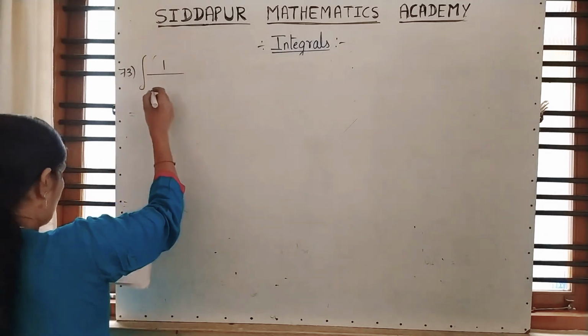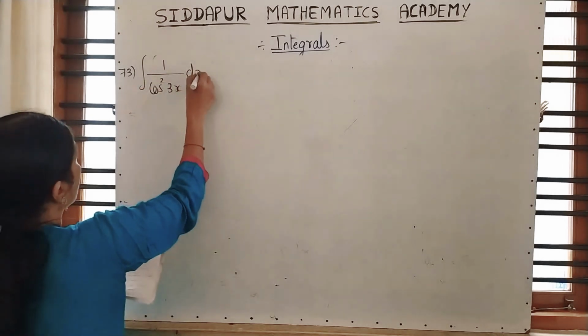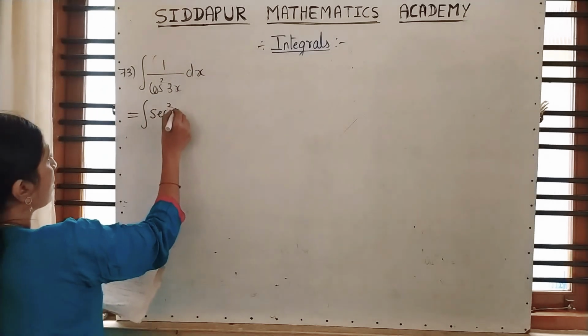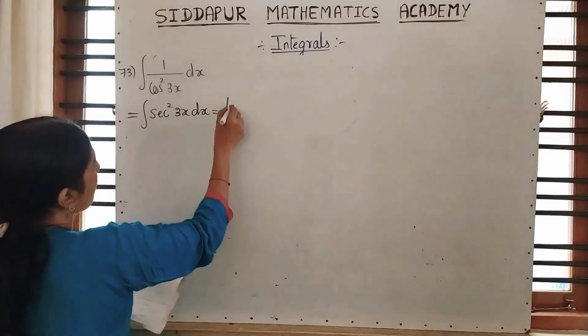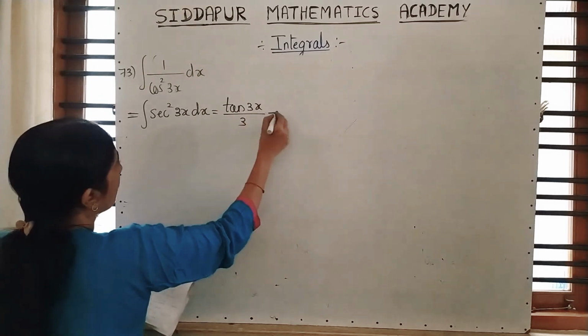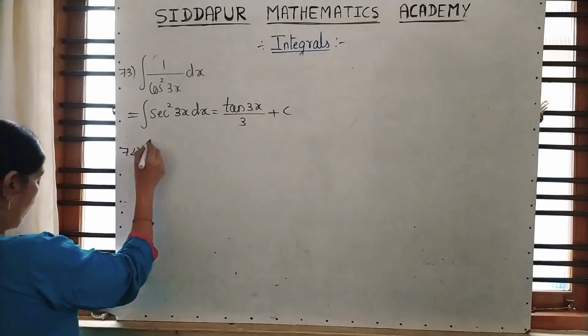1 upon cos square 3x. 1 by cos square will be written as secant square 3x. Integration of secant square is tan 3x by 3. Coefficient is other than 1.